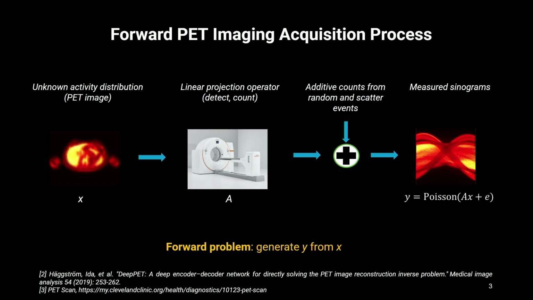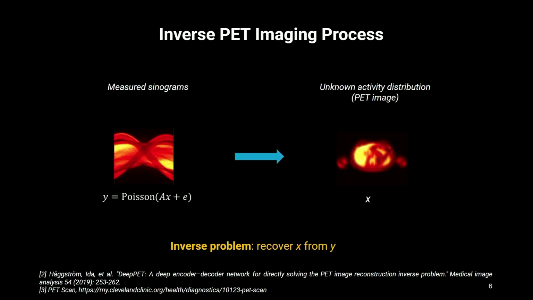During the forward imaging acquisition process, the PET scanner, which is actually a linear projection operator, detects and counts the photon coincidences. The measured counts from different angles form the projections, which are then stacked into the sinogram. The whole imaging process is based on a Poisson noise model. So what we are really interested in here is the inverse problem, which is we want to recover the unknown tracer distribution, the PET image X, from these noisy sinograms Y.